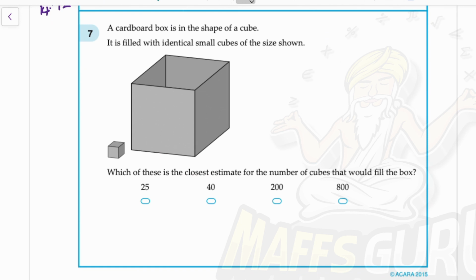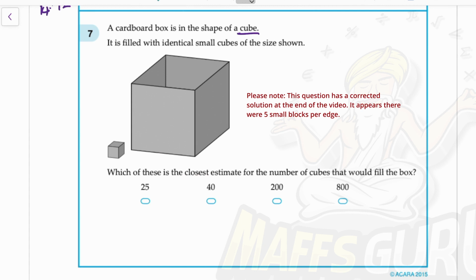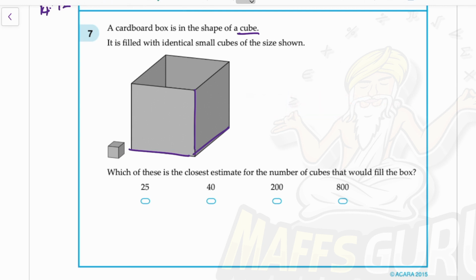Okay, so with this question here, we are looking at a cardboard box in the shape of a cube. Now, obviously, we know with the cube, the length here, the length here, and the length here are identical. It's filled with identical small cubes of the size shown. Then it says, roughly speaking, how many small cubes will the large cube be filled with?